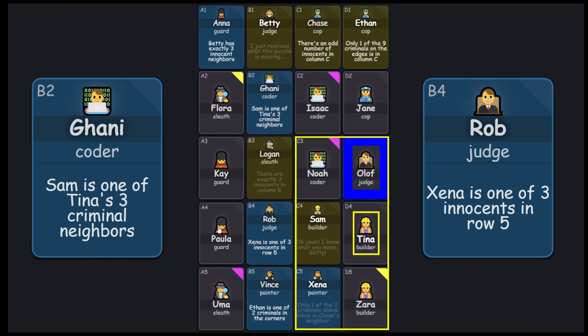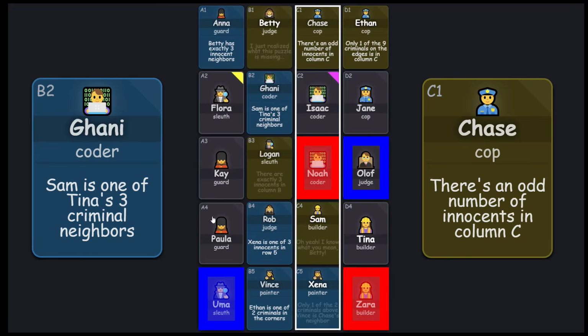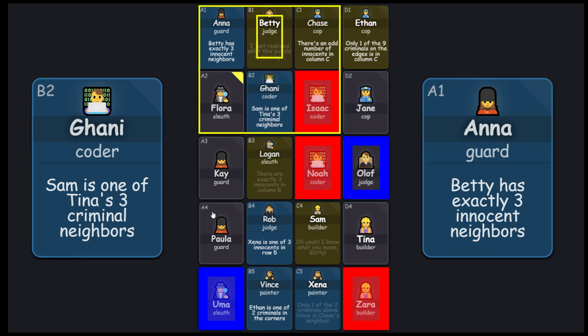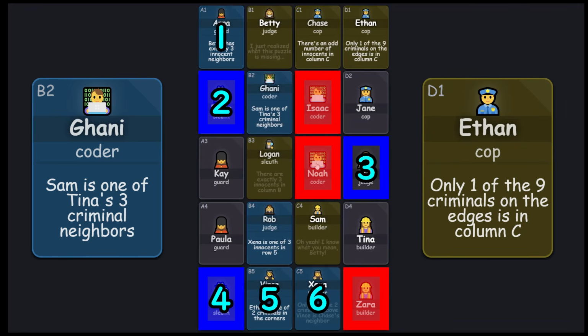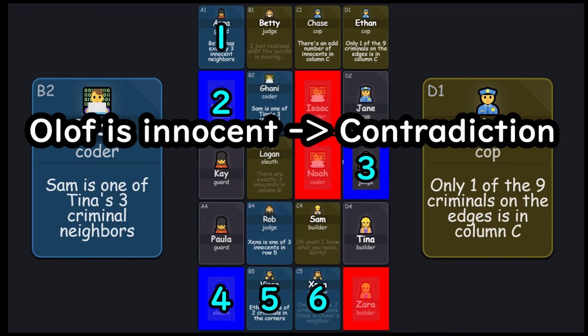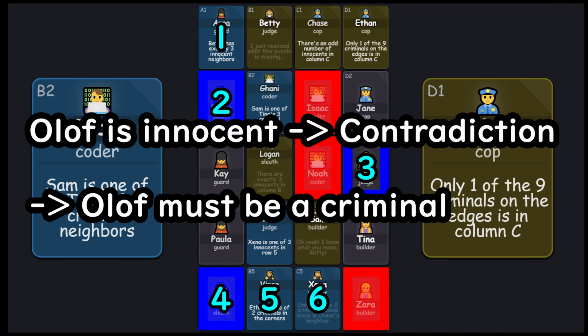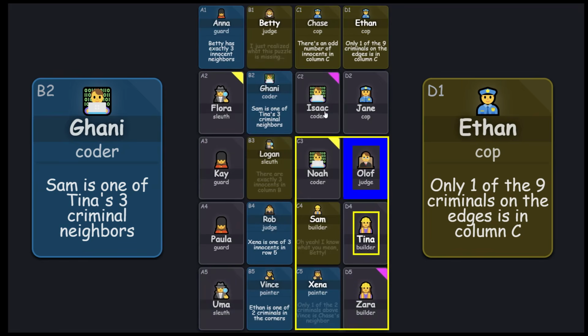If Olaf was innocent, then Noah and Zara would be criminals. Following Chase's clue, Isaac would be a criminal as well. And since Betty must have 3 innocent neighbors, Flora would be innocent. But now we have 6 innocents on the edges, violating Ethan's clue. This is exactly what I was trying to achieve. Now we know the initial assumption is incorrect, and we can safely choose the opposite of that. In other words, we can mark Olaf as a criminal.